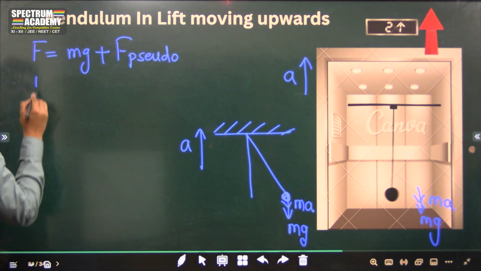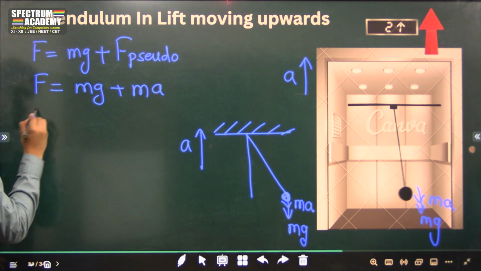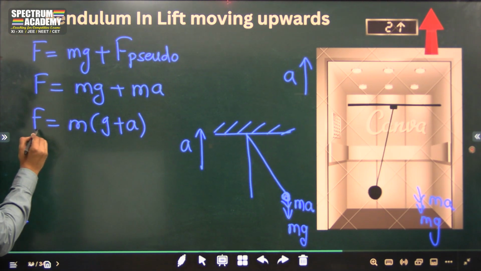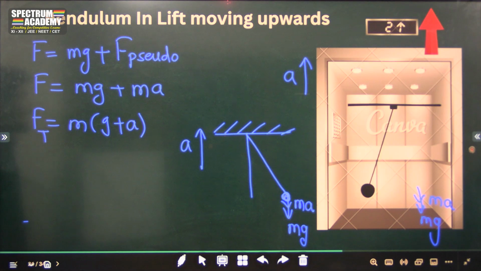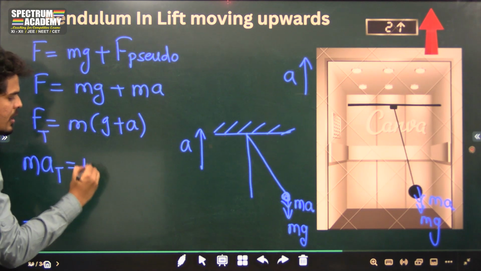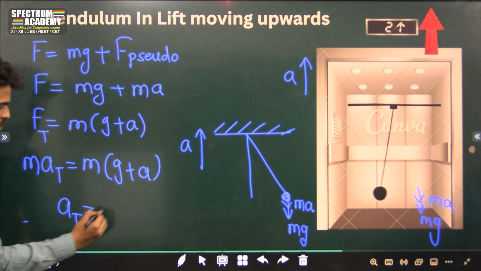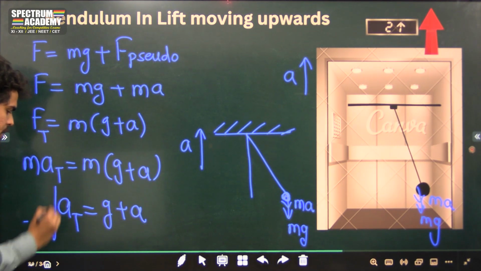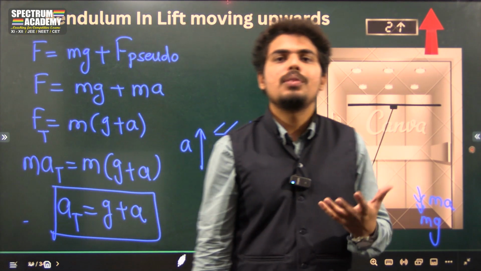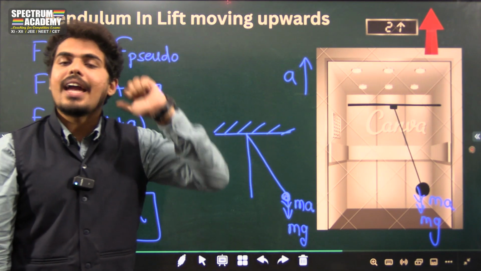So the total force is F equals mg plus pseudo force, which is m into a. So the total force is m(g plus a). But this is F total, and according to Newton's law, F total is total mass into total acceleration, equals m into (g plus a). Comparing the things, the total acceleration will be given as g plus a. So the total acceleration is g plus a, in the condition that the lift is moving upwards with acceleration a.